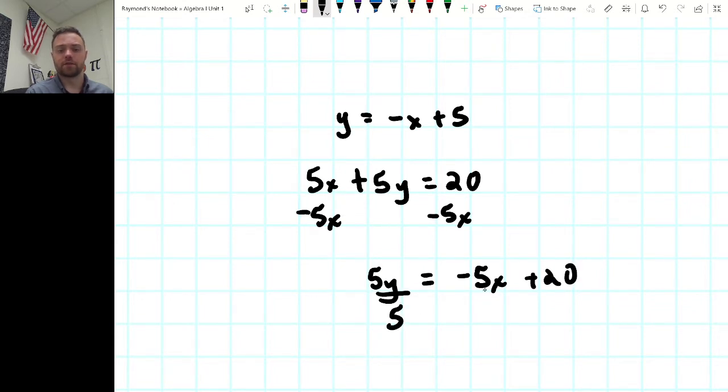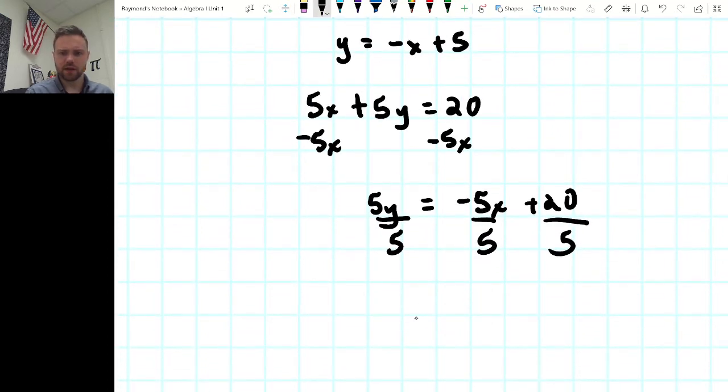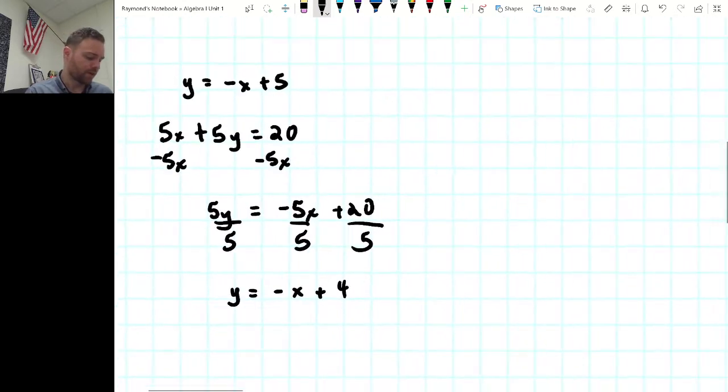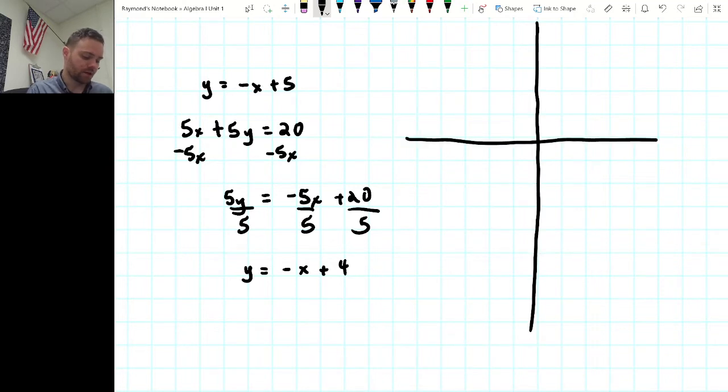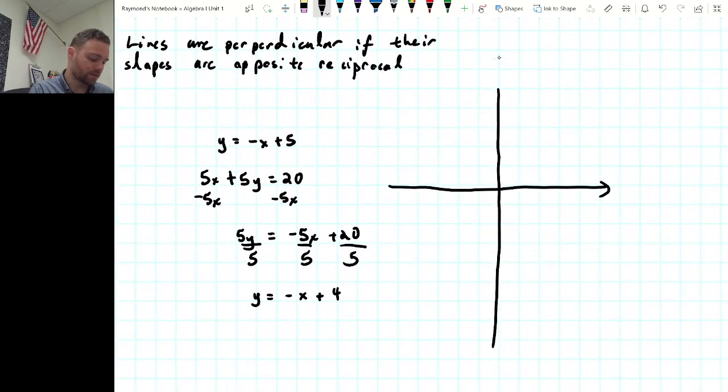And then I can divide every number by 5 to get rid of that coefficient of 5. And I get y equals negative x plus 20 divided by 5 is 4. So if I graph both of these lines, first I'm going to use the y-intercept to graph both of these lines. So this first line, its y-intercept is 5. So it's going to hit the y-axis at 1, 2, 3, 4, 5. And its slope is negative 1.